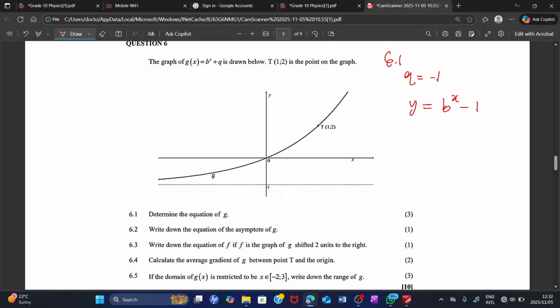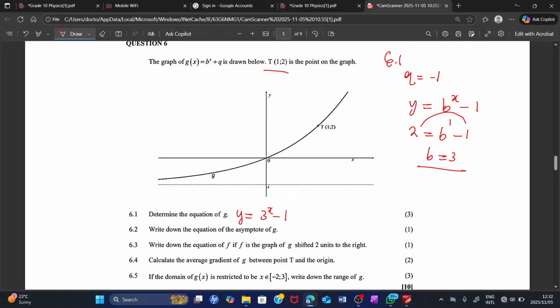Now there is a coordinate that you need to substitute. The reason you are given a coordinate is for you to substitute it. y is 2, so 2 is equal to b to the power of 1 minus 1. You take it this side, so b will be equal to 3 in this question. We are done with question 1. So the equation here is y equals 3 to the power of x minus 1.